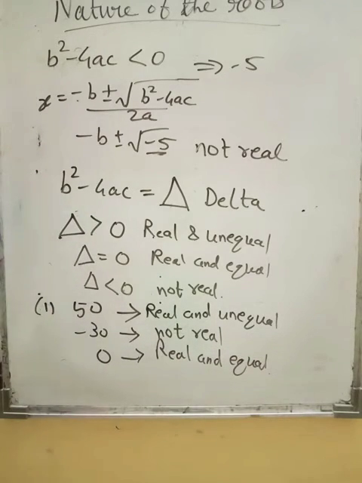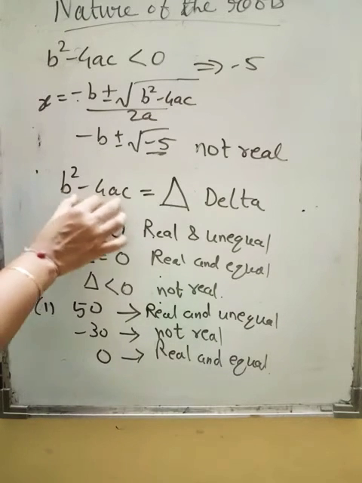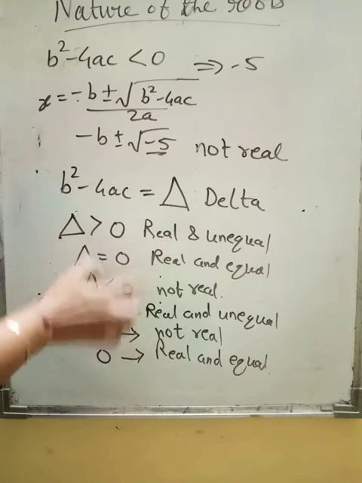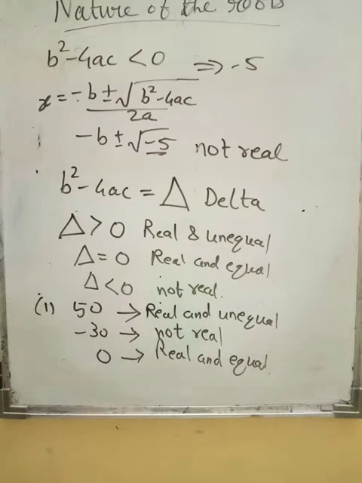So children, you have to decide. Sometimes the questions will be there: tell the nature of the roots. So what you are supposed to do is just find out b square minus 4ac and you can say this according to the values. So we are going to have sums related to it where we say whether the roots will be real or not. So in that there is no need to find the roots. What you are supposed to do is just find out the value of delta and you will be able to do it. So let us solve the sums based on it.